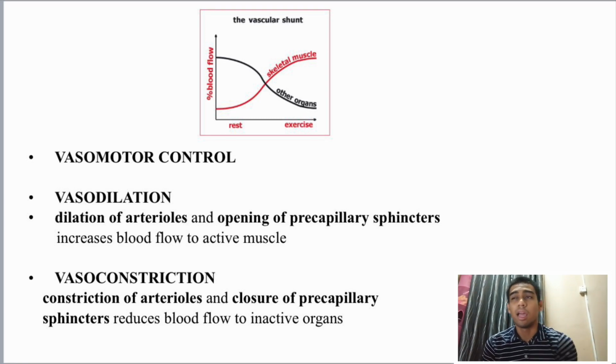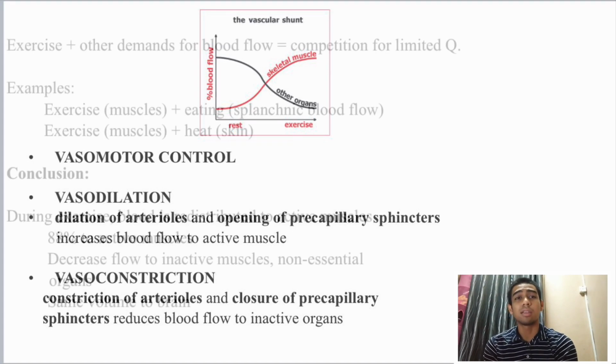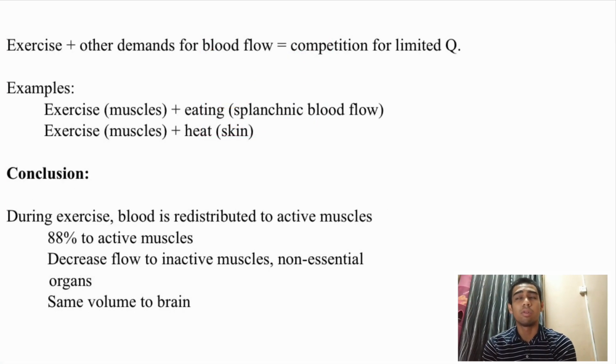Exercise plus other demands for blood flow is called competition for limited cardiac output. For example, exercise plus eating causes the blood flow to split into two ways. Multiple demands may decrease muscle blood flow.